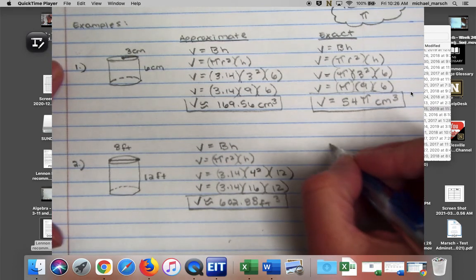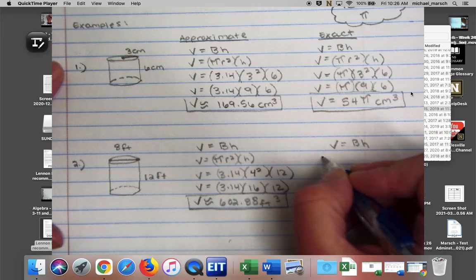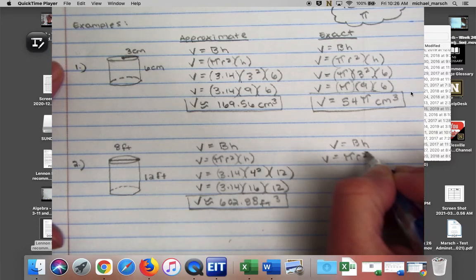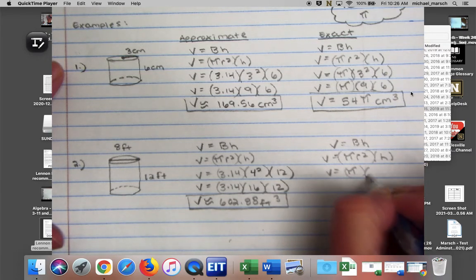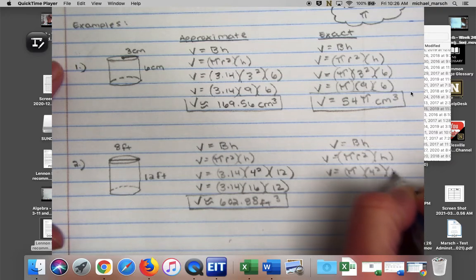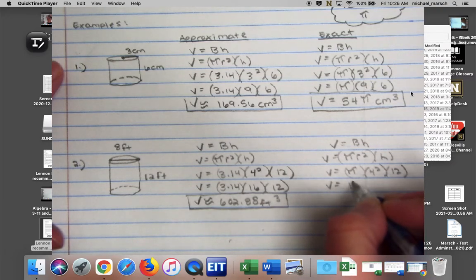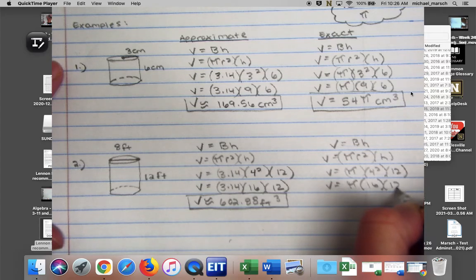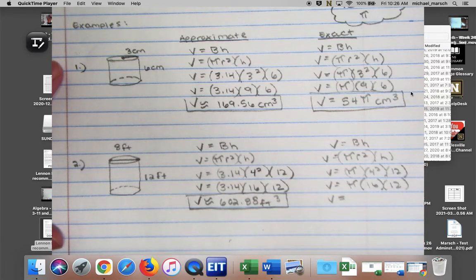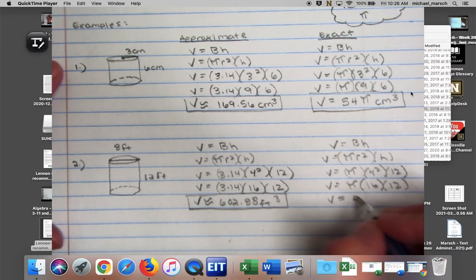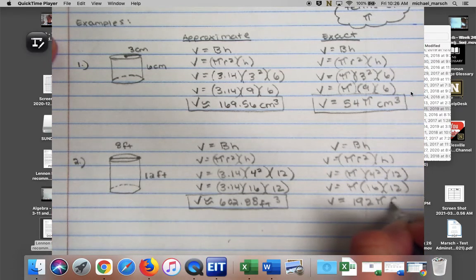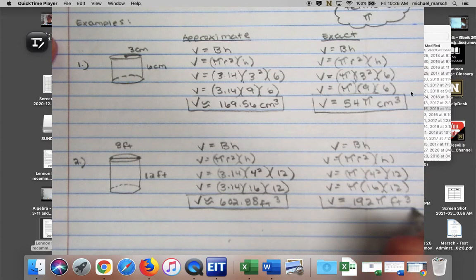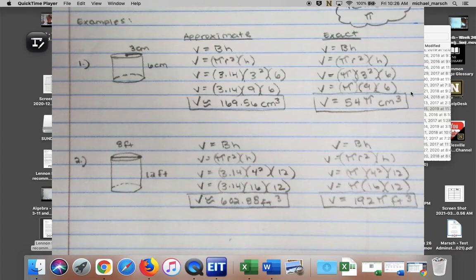So for my exact value, volume equals area of base times height. Volume equals pi r squared times the height. Volume equals pi times 4 squared times 12. Volume equals pi times 16 times 12. Volume is exactly 192 pi feet cubed. Again, we can say exact because we left the pi symbol in there.